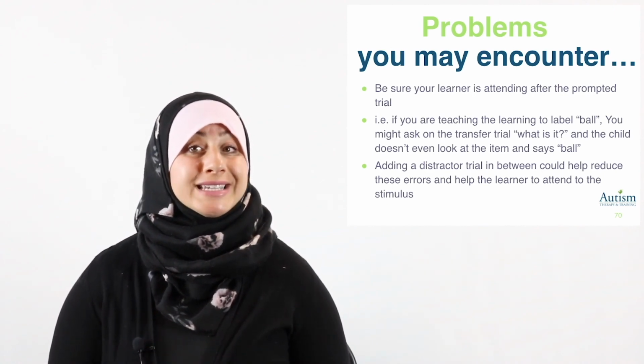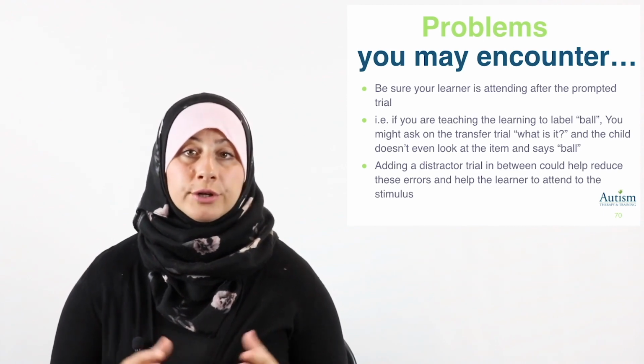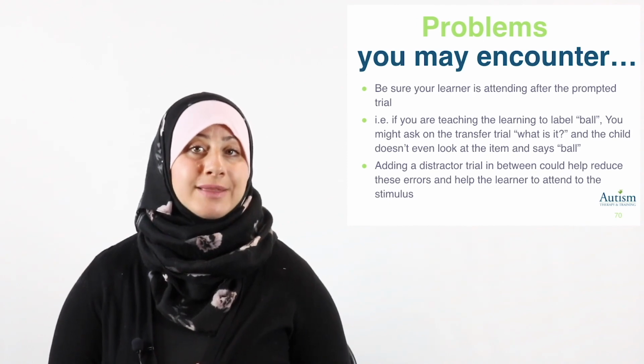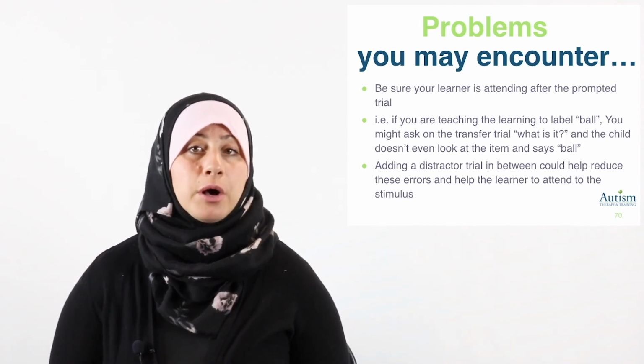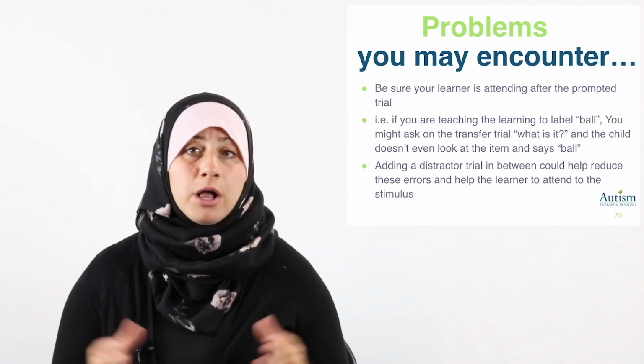Be sure your learner is attending after the prompted trial. Often children or learners will repeat what they last heard or don't even look at the stimulus. For example, if you're teaching the learner to tact ball, you might ask on the transfer trial, what is it? And the learner doesn't even look at the item and says, ball.